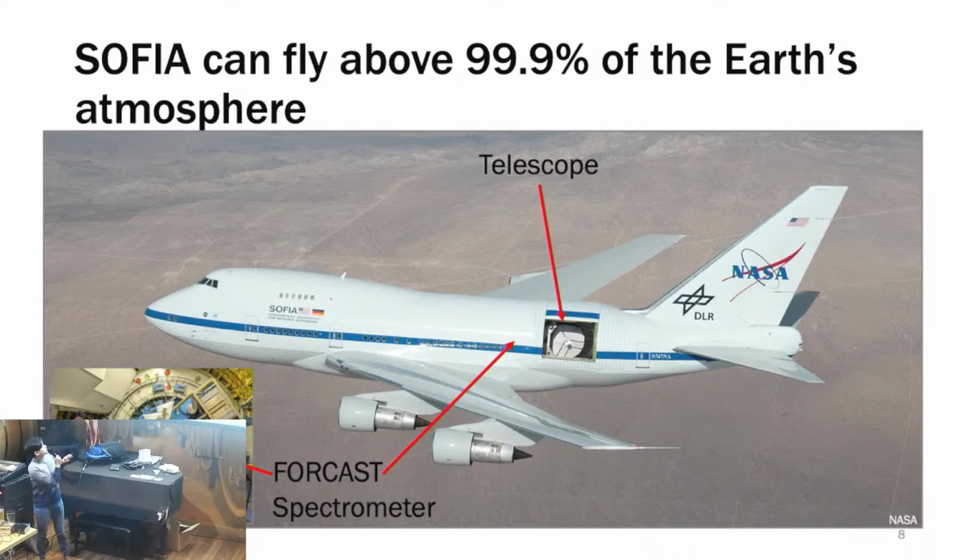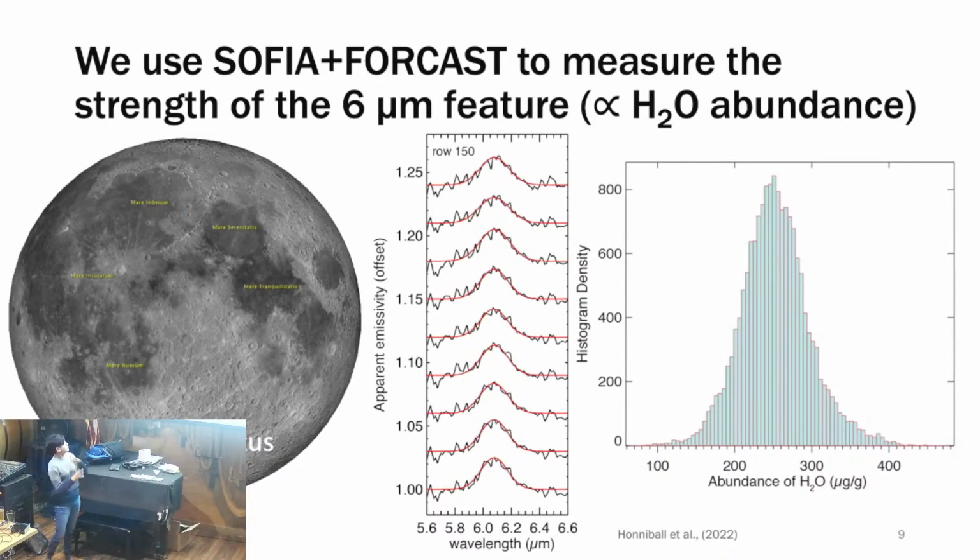Oh, and SOFIA can fly above 99.9% of the Earth's atmosphere. So it's like going to space, but not really. A lot cheaper. So we use SOFIA and the FORCAST spectrometer to measure the strength of the 6 micron feature.